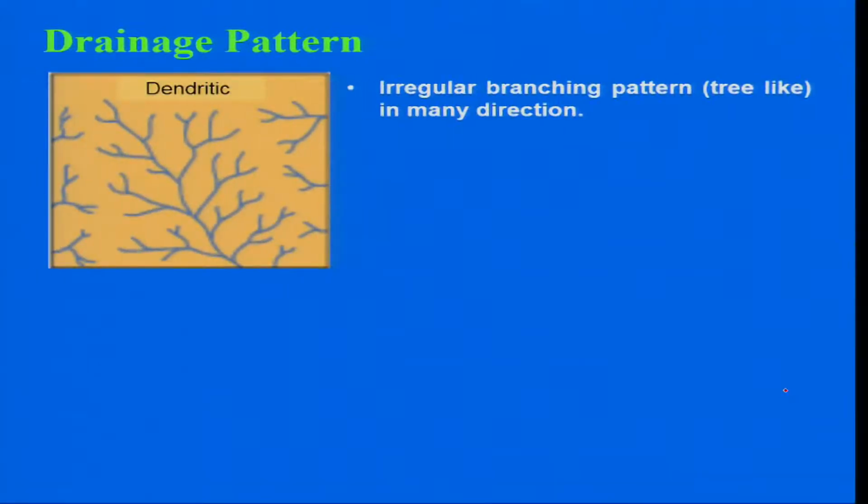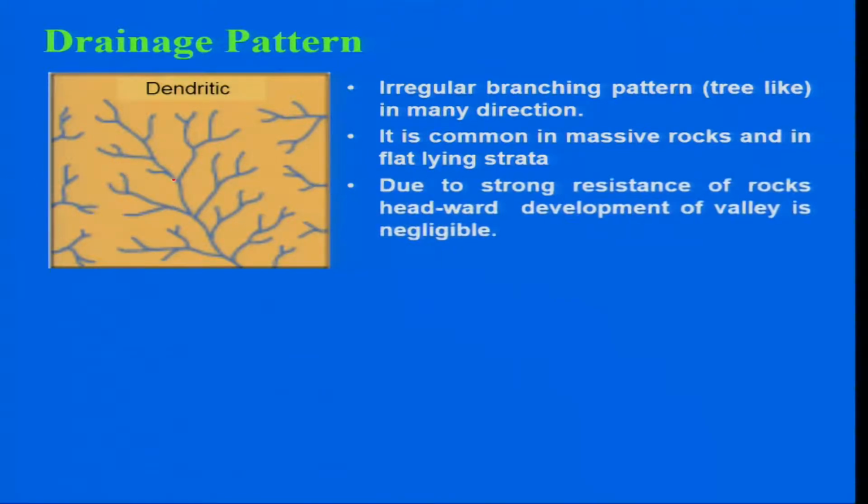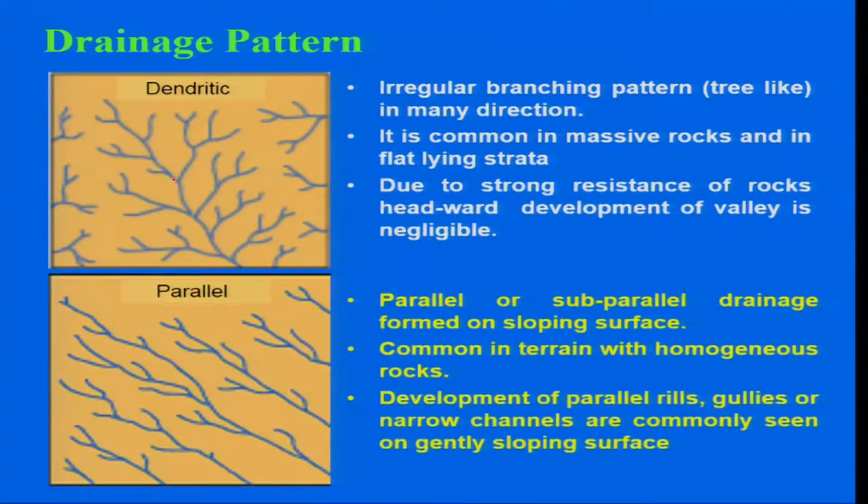It looks something like the irregular branches of trees. It will be in different directions. It is commonly seen in massive rocks and flat lying strata, due to strong resistance of rock. Headward development of the valley is negligible. Whereas parallel drainage is usually seen along sloping surfaces, commonly in terrain with homogeneous rocks, with development of parallel rills or gullies or narrow channels, commonly seen on gentle sloping surfaces also.